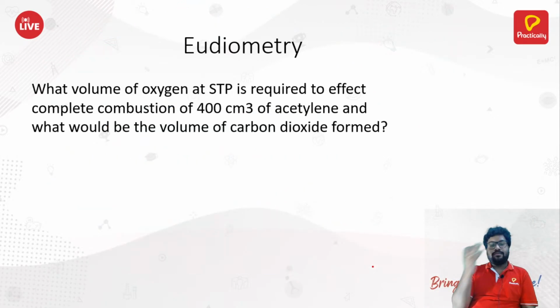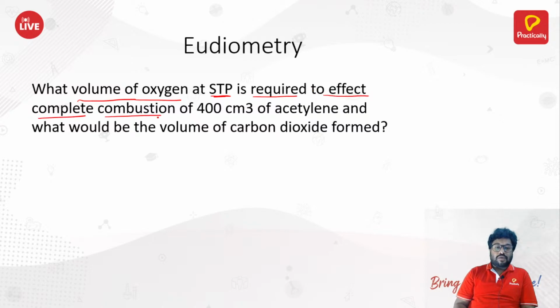Now we will start the numericals. We have done enough with the theory. Physical chemistry is more about the numericals, and you will understand the concepts in a broader way by solving them. So, what volume of oxygen at STP is required to effect complete combustion of 400 centimeter cube of acetylene, and what would be the volume of CO2?